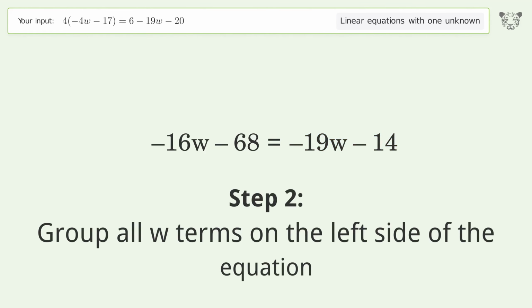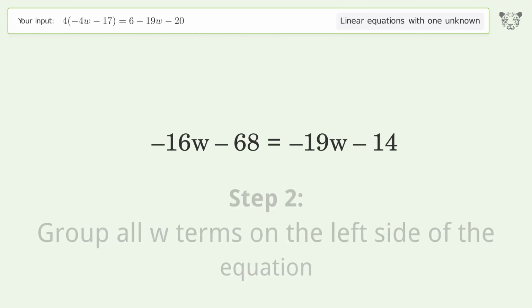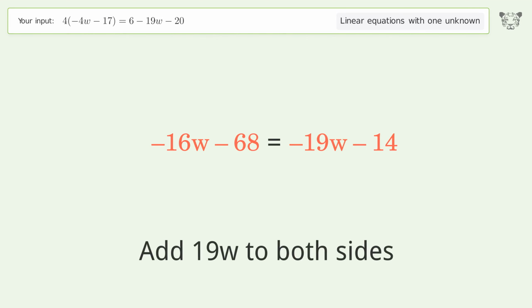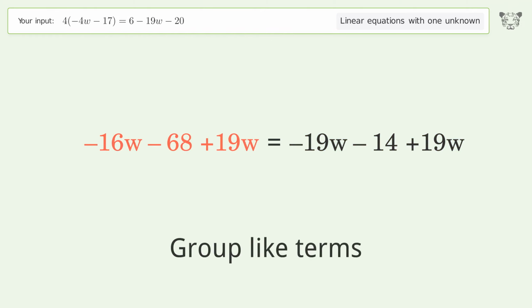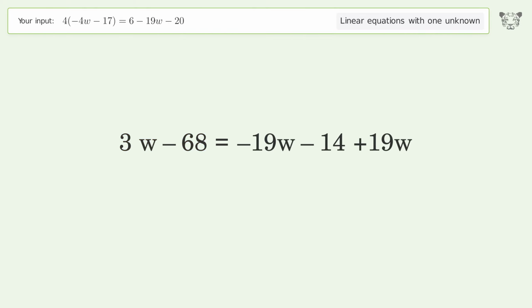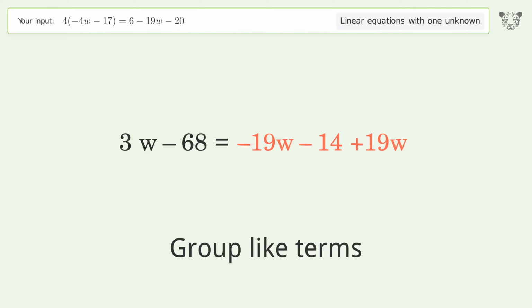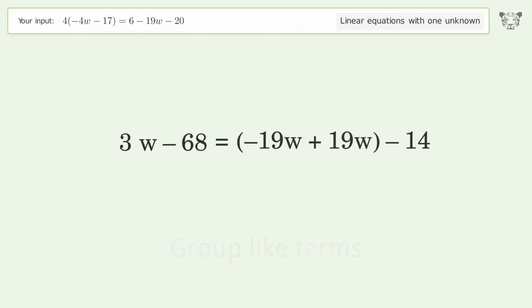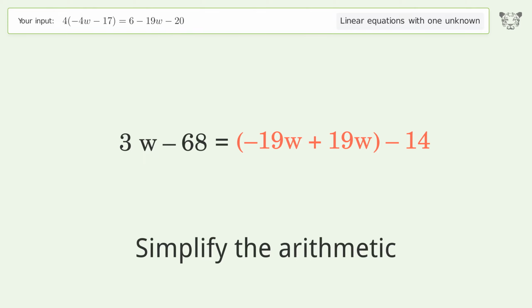Group all w terms on the left side of the equation. Add 19w to both sides. Group like terms. Simplify the arithmetic. Group like terms. Simplify the arithmetic.